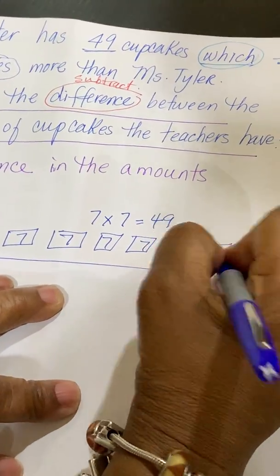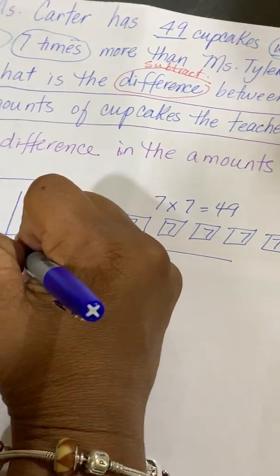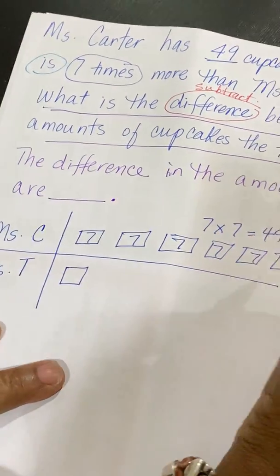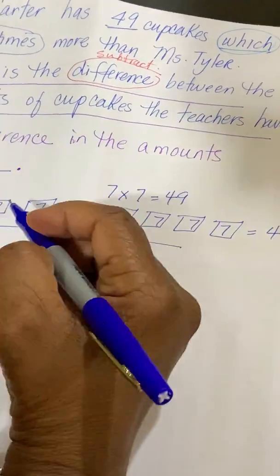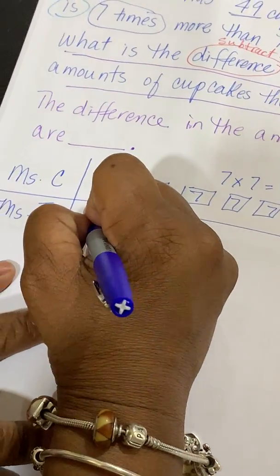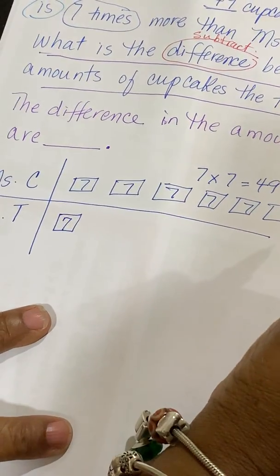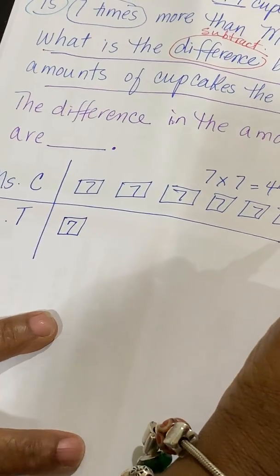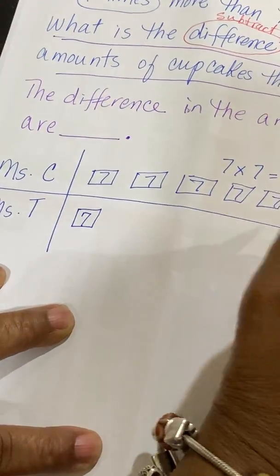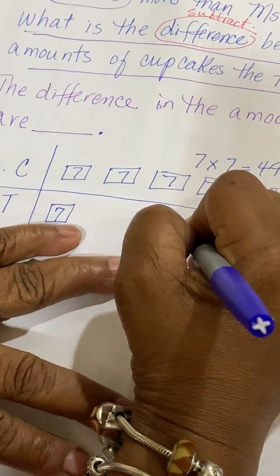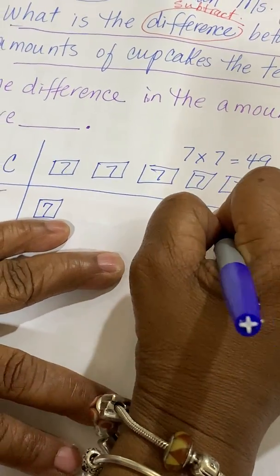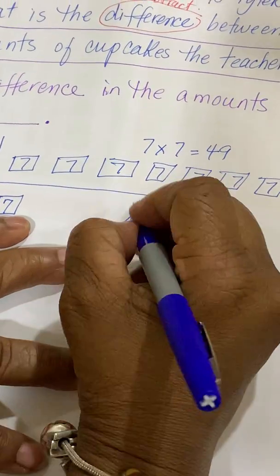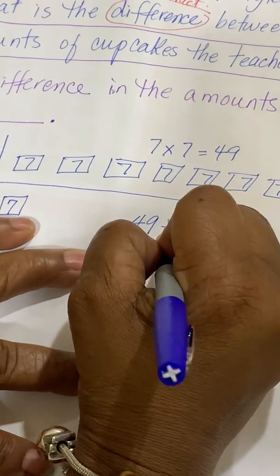And when I'm explaining multiplicative comparison, that means that I might have a different amount of boxes, but whatever is in the boxes must be equal. And so that means that Miss Tyler now has 7 in her box. And so this equation now can be 49 divided by 7 is equal to 7. And we're talking about fact families here.